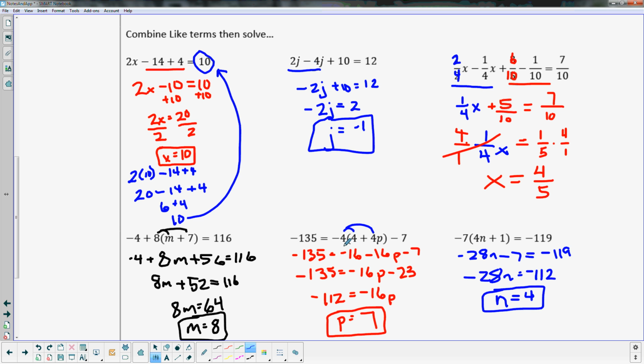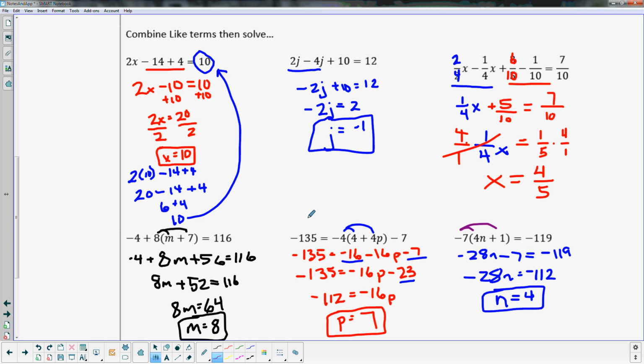I combine my -16 and my -7 to be -23. And then I add 23 to both sides, and I get -112 equals -16p, and divide by -16, I get p equals 7. Okay. On the next one, I've distributed my -7 into the parentheses. So I get -28n minus 7 equals -119. Add 7 to both sides, and I get that -112 again, but a different number over here, -28. When I divide both sides by -28, I get n equals 4.